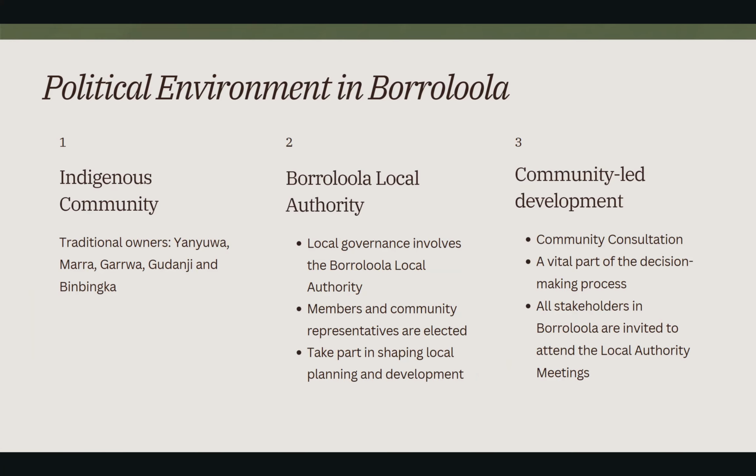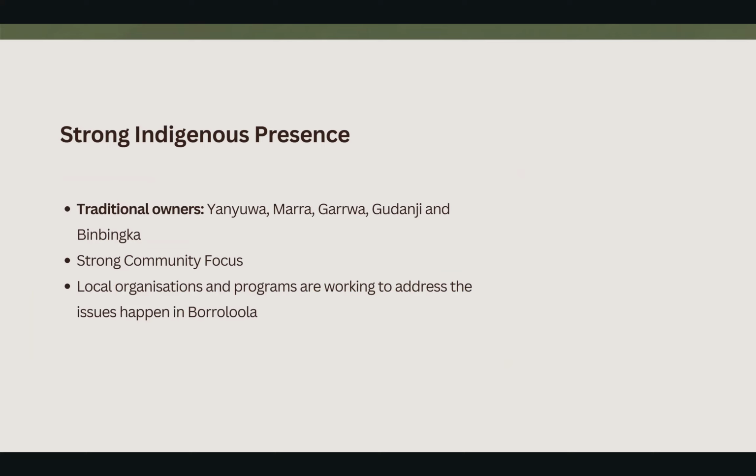Based on the data, we notice there are three characteristics that take part in the political structure, which are the representation of the Indigenous community, the local authority, and how community-led development works in the area. The representation of traditional owners shows a strong community focus in the political structure. Local organizations and programs are working to address the issues in Borroloola. Therefore, the political environment in Borroloola is community-led, as Indigenous presence is key in the area.